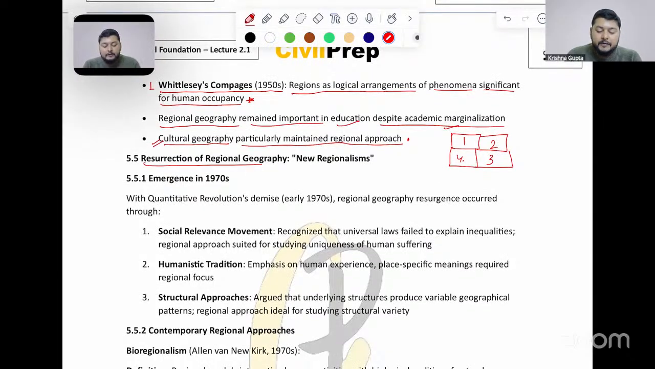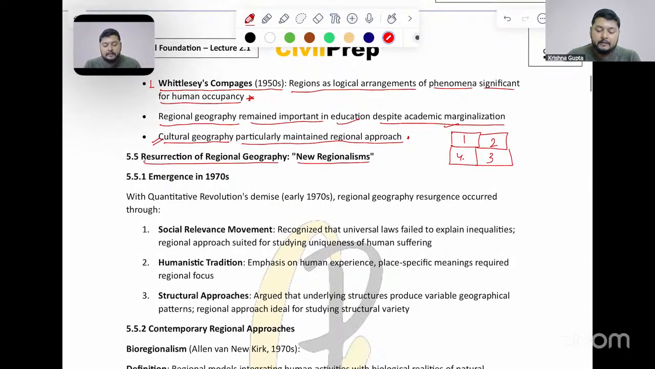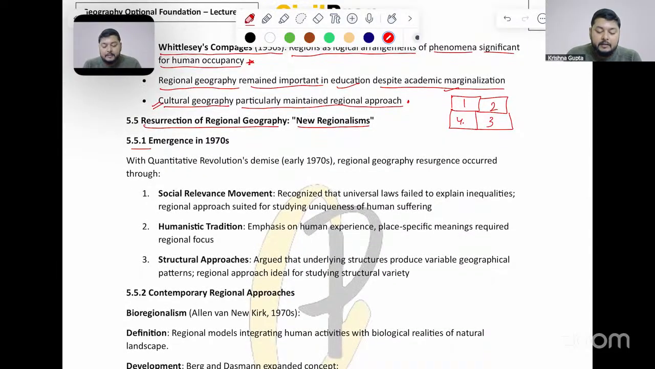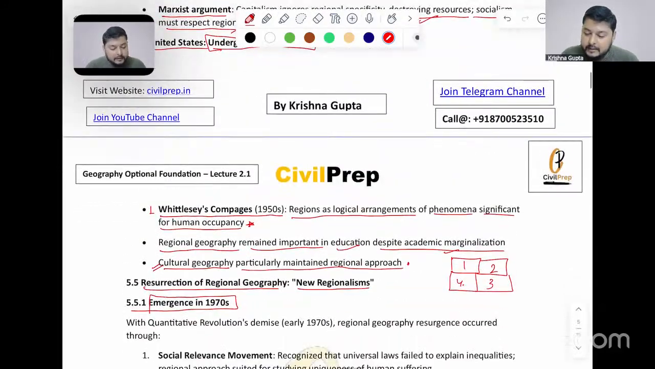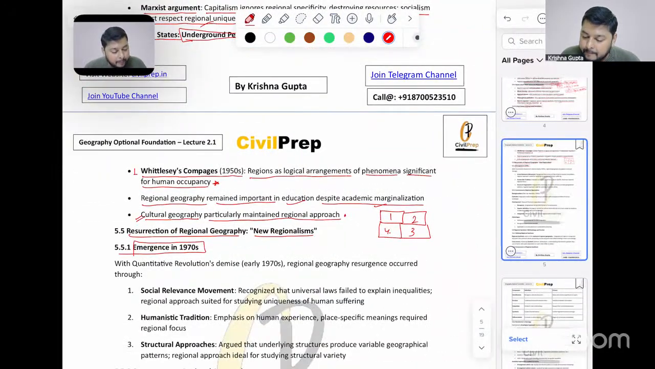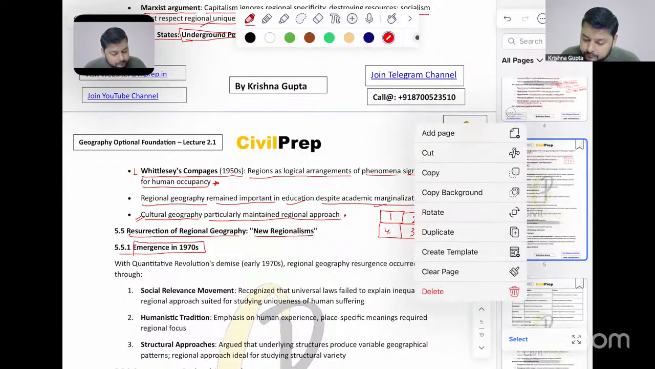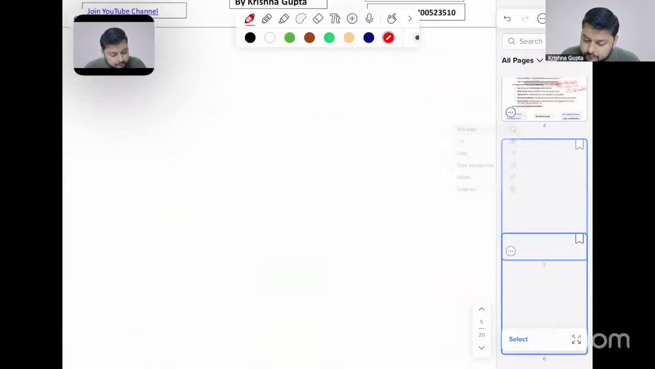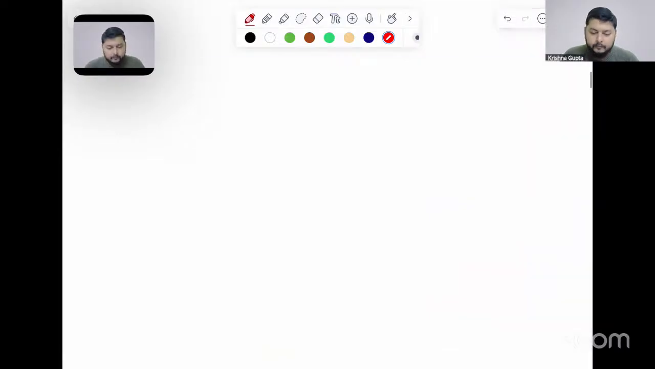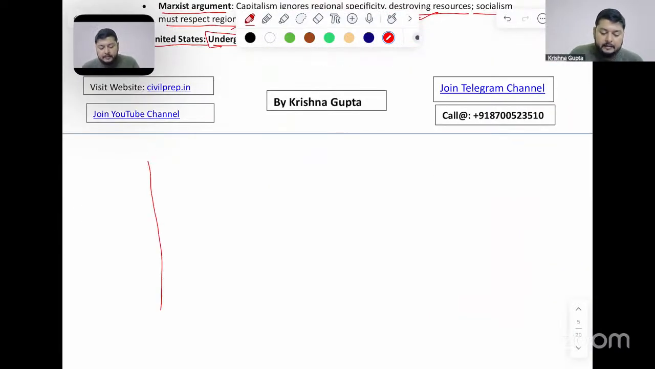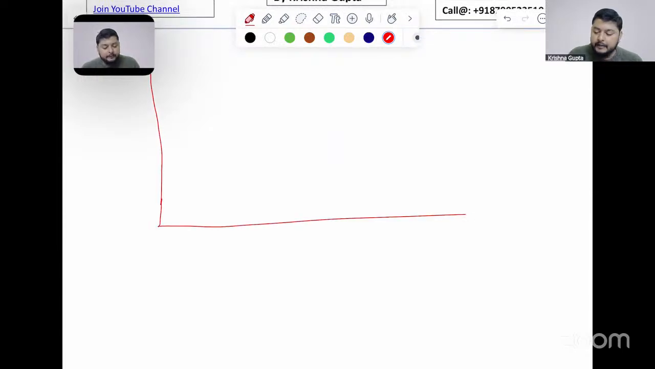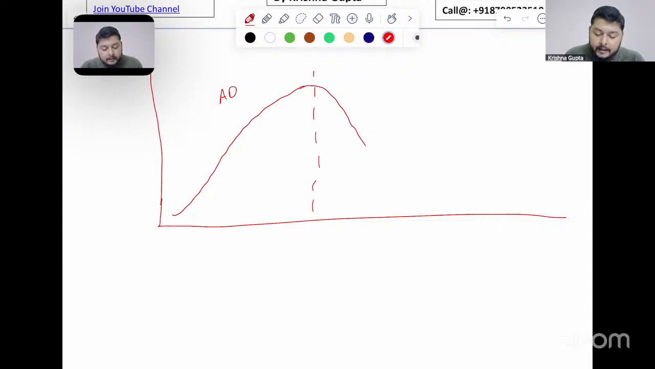Then the resurrection of regional geography, that is new regionalisms, emerged in the 1970s. Now, to understand this part, we need to understand one basic point here. What happened? There was a paradigm shift in geography. There was areal differentiation, which started to decline after the 1950s.